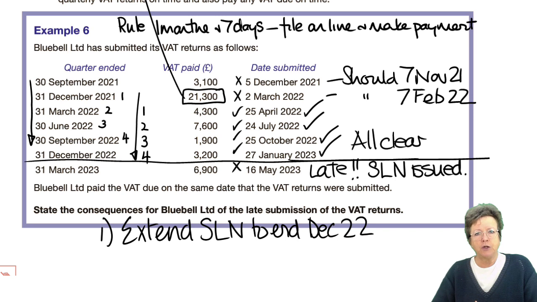When is the surcharge liability notice issued? When does it end? And what happens in between times?